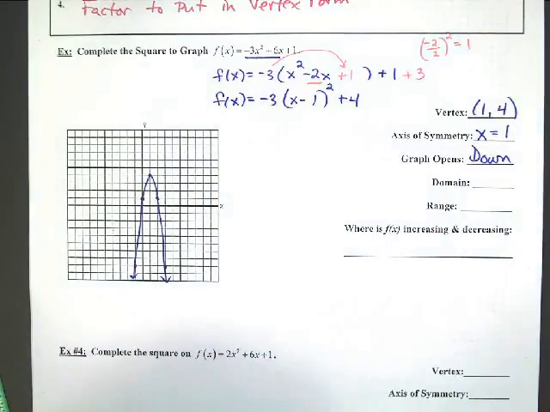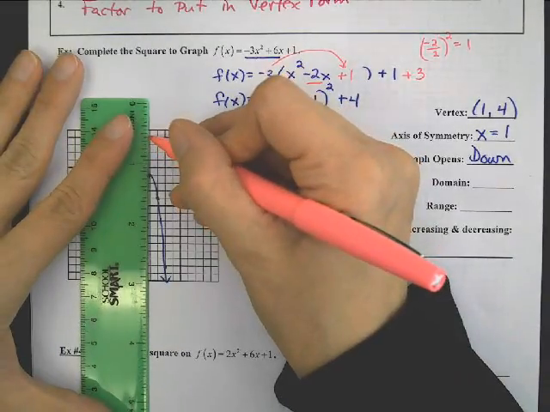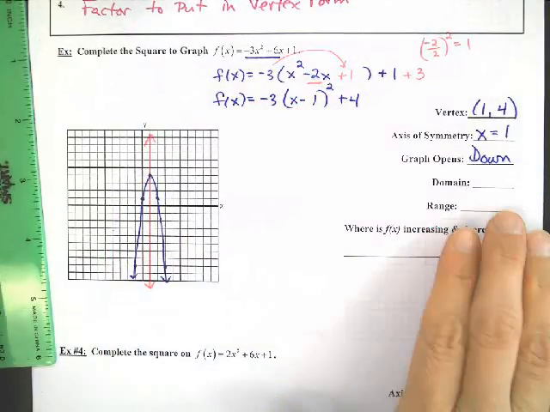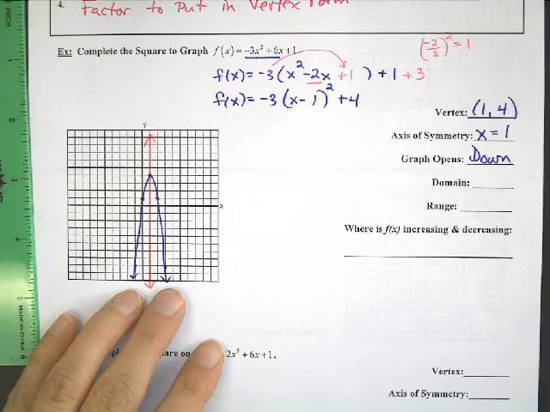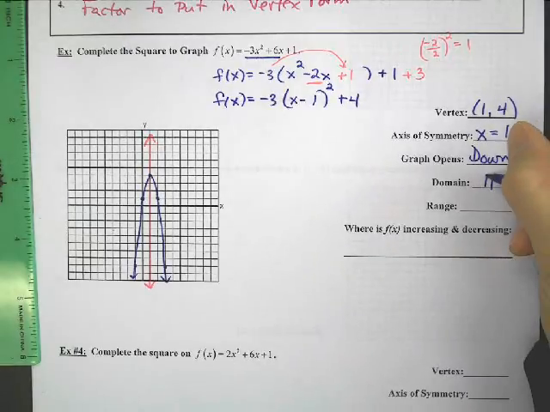Vertical stretch of 3. I think I'm going to draw that axis of symmetry for fun. The axis of symmetry always goes right through the vertex, straight up and down. There it is. Always a vertical line. What's the domain of this parabola? What's the domain of all parabolas? They forever go left and right, so it's all reals.